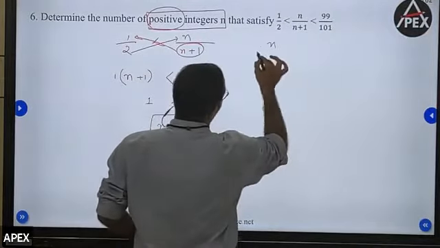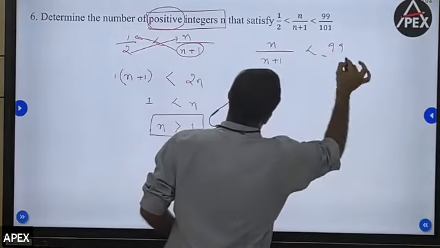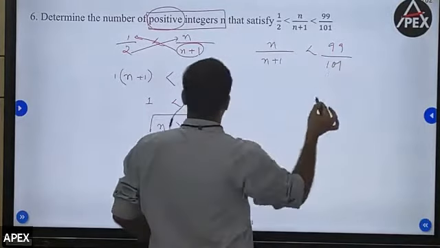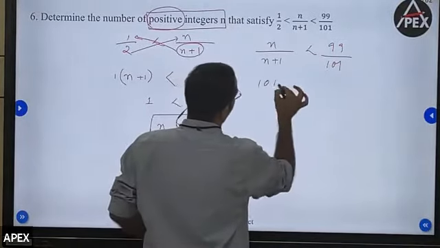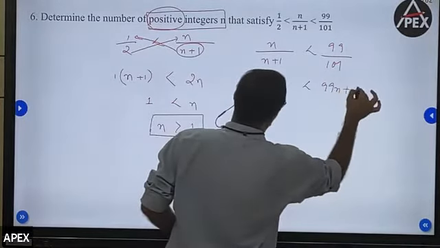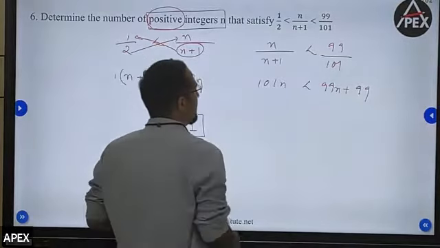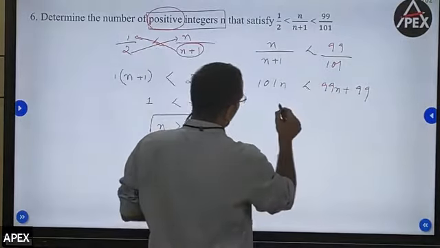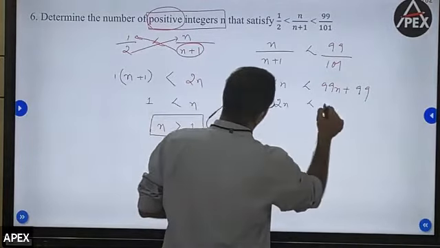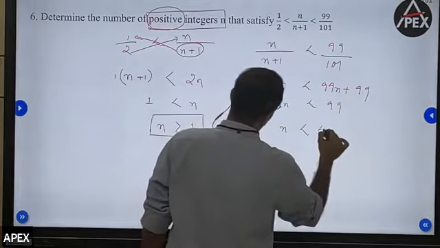So you take n by n plus 1 is less than 99 divided by 101. Let's cross multiply. What do I get? I get 101n is less than 99n plus 99. Clear? And if I come down with this, what do I get? I get 2n is less than 99, or I get the value of n is less than 49.5.